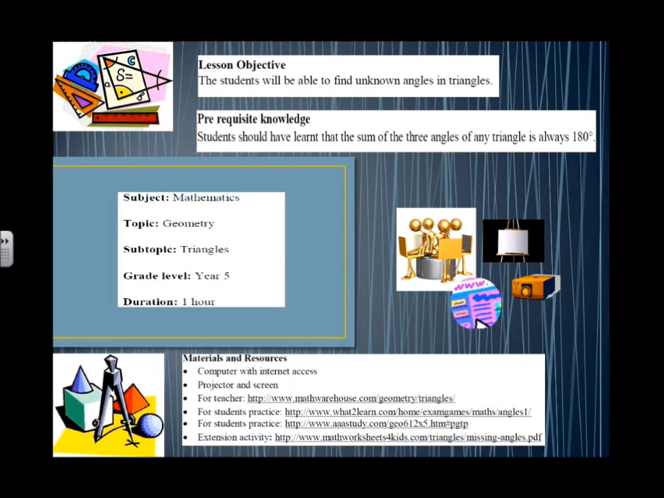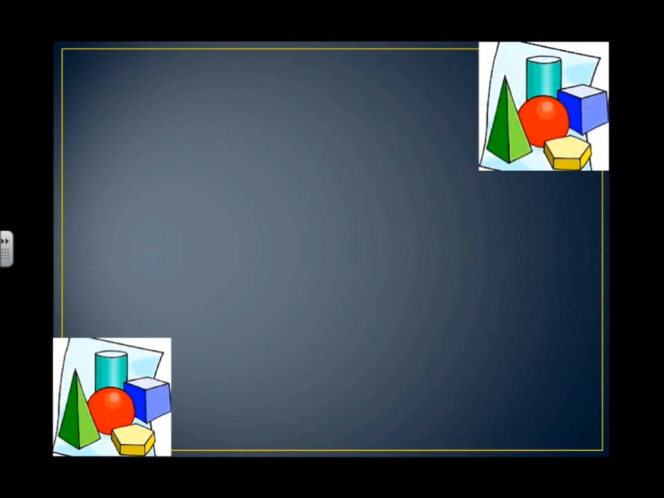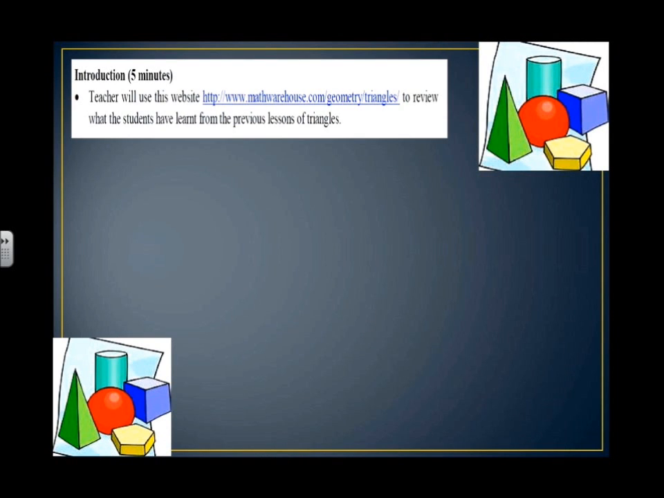For the materials and resources, what we need are a computer with internet access, a projector and screen, and some websites for teachers and students. For the introduction, the teacher will use this website to review what the students have learned from the previous lessons of triangles. This is an interactive activity for students and teachers.